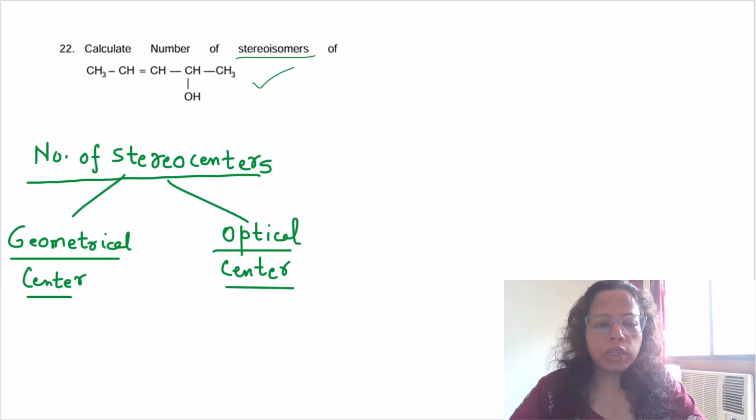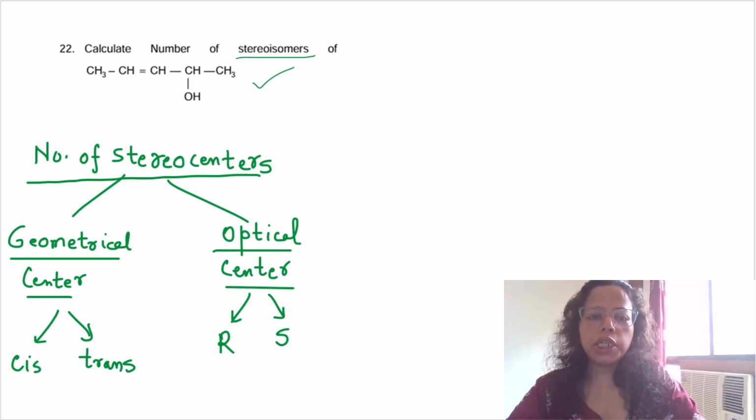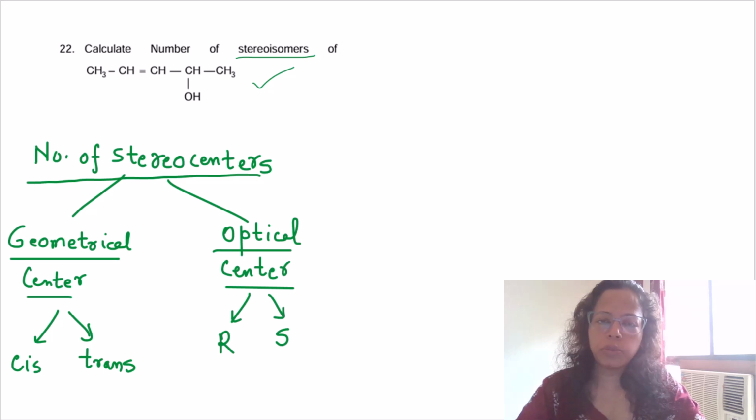And we know that geometrical centers will give rise to a cis-trans isomer and the optical centers will give rise to the enantiomers, which could be R or S. So this is the general information that we have for any kind of stereoisomers. We have to find out the stereo centers. The stereo centers could be the geometrical centers or the optical centers. The geometrical center will give rise to cis-trans isomers and the optical center will give rise to enantiomers, which could be R or S.